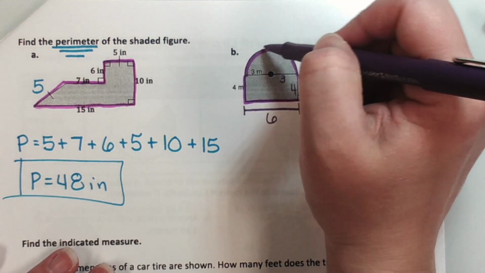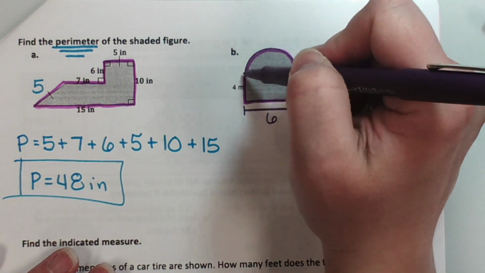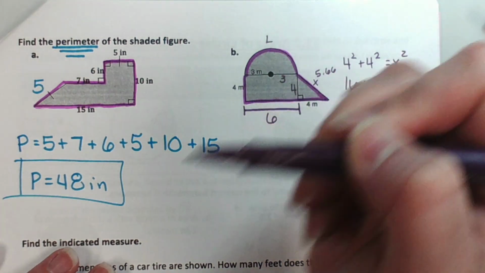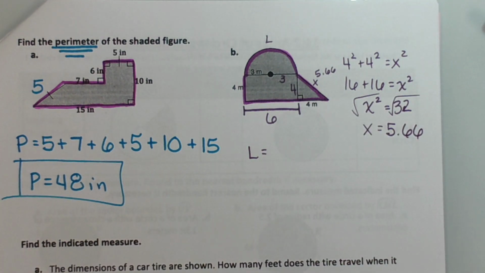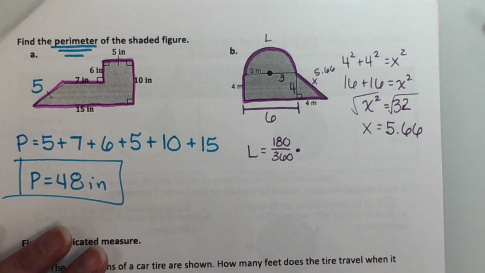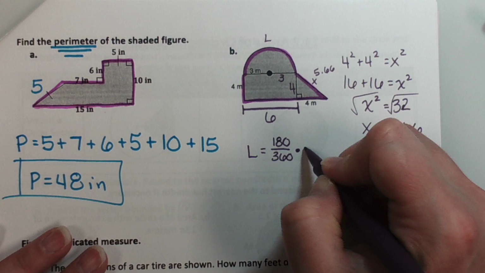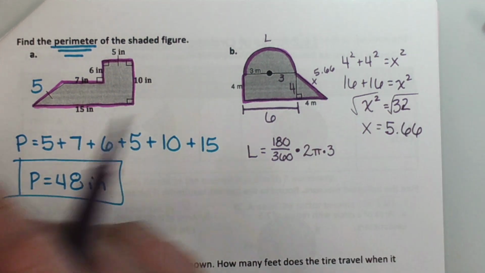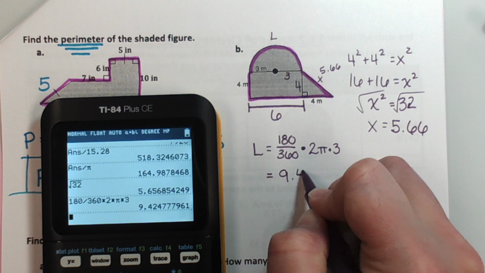And then I've got this piece. Would you agree with me that that's an arc? So I need to find the length of that arc. I'm going to call it L. L equals, what portion of a circle is that? 180. It's a semicircle, so 180 out of the 360 degrees times, I've got a diameter or a radius. I'm going to do the radius one. 2 pi times 3 is 9.42.